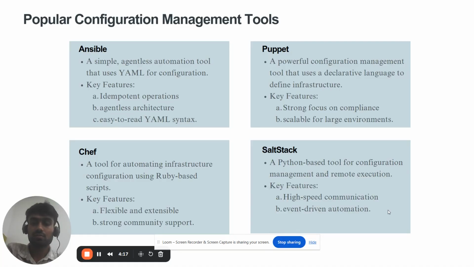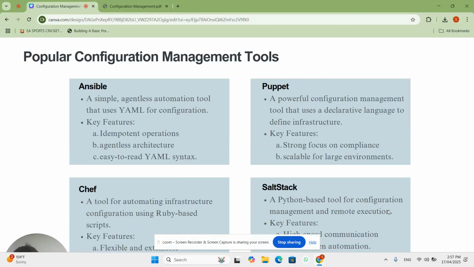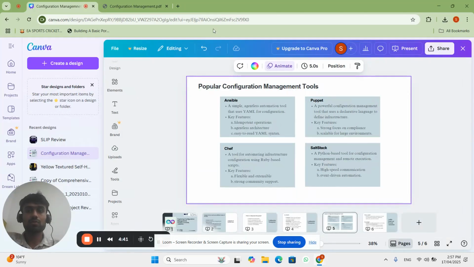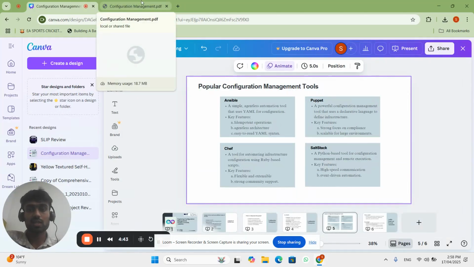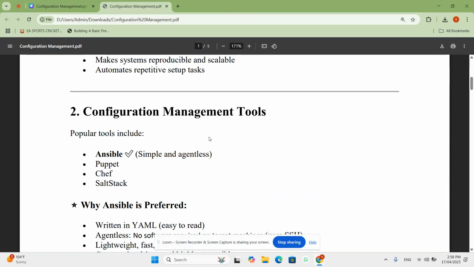Then there is Chef, which uses Ruby-based scripts. As you can see, each tool uses a different language for the configuration. So it is up to the developer or the DevOps engineer which tool he has to use. But out of all these, Ansible is quite popular. Then the last tool is SaltStack. It is a Python-based tool for configuration management. But in software delivery practices, we use Ansible quite popularly.